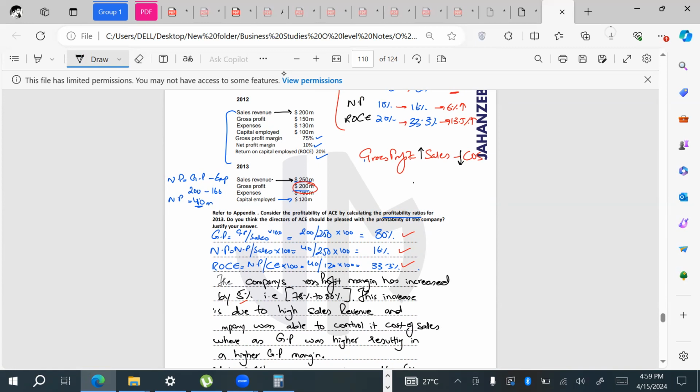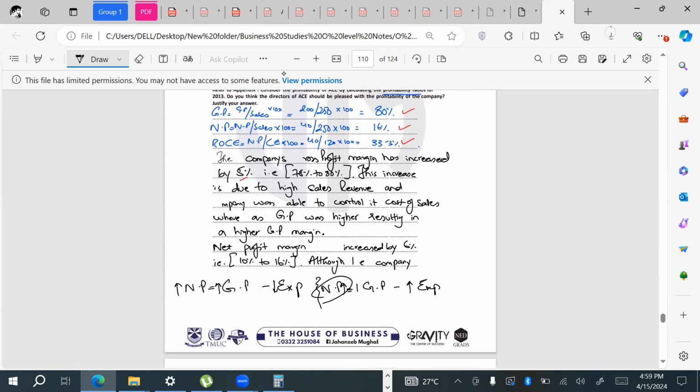I just assumed it. Due to which, when you had high sales and less expenses, you will definitely have a high gross profit, right? Which will obviously lead to a higher gross profit margin. And you can see I've written this in English that this increase is due to high sales revenue, and the company was able to control its cost of sales, whereas GP was higher, resulting in a higher gross profit margin. This is basically the analysis you have.